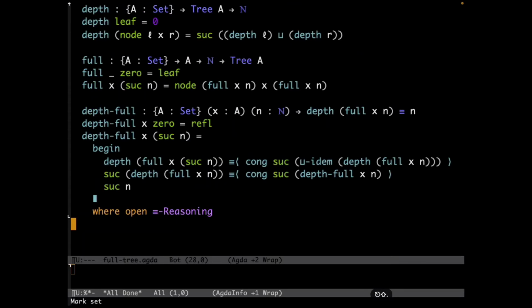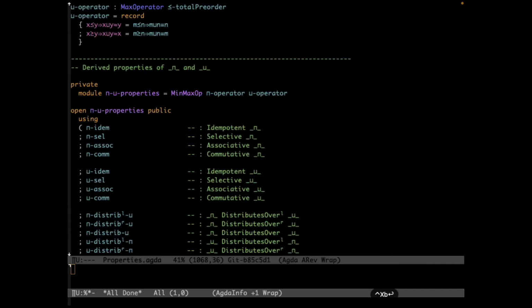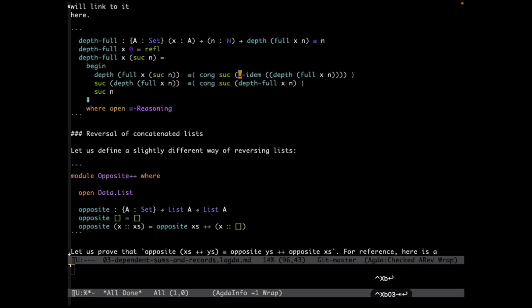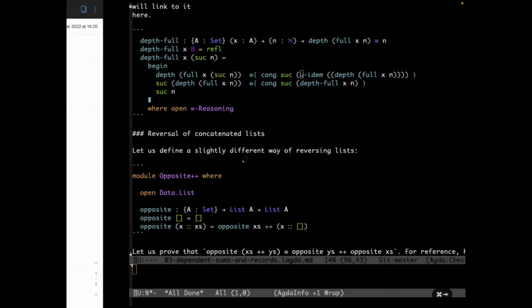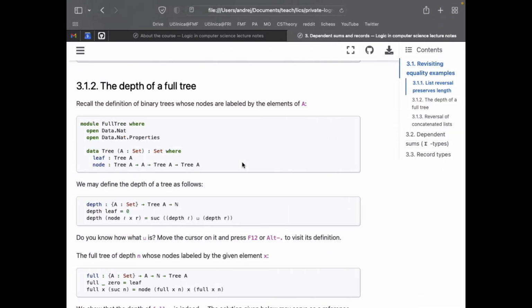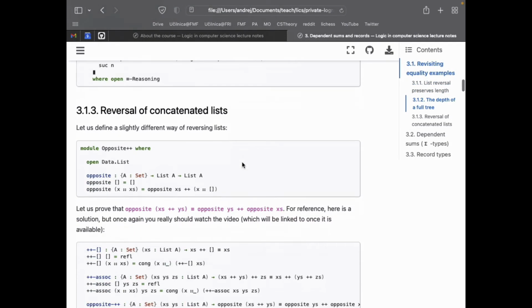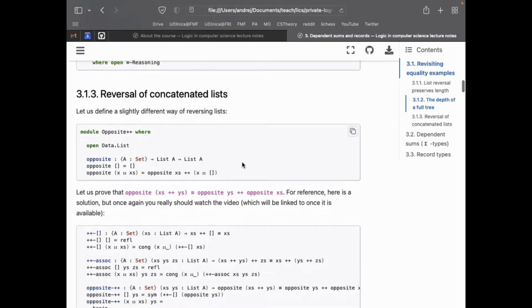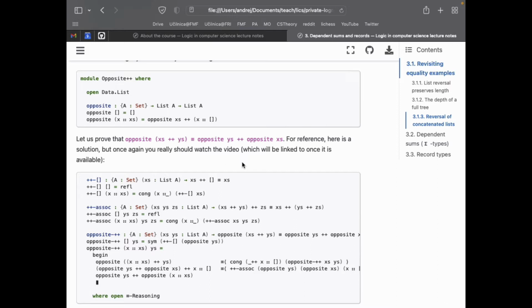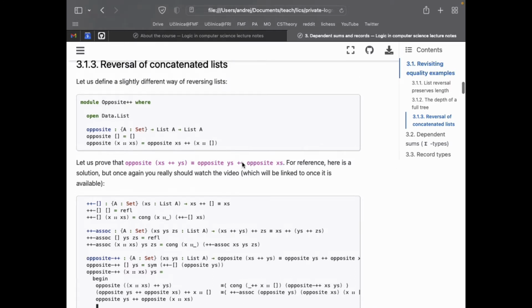So that was an example of how to do equational reasoning. Okay, there's one more. The one more is more involved, so let's do the more involved one together: the reversal of concatenated lists. This one I think is good to see because it requires the formulation of lemmas. So let's do this one as well.